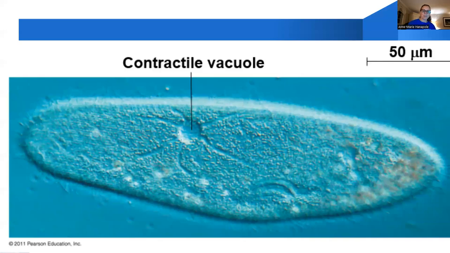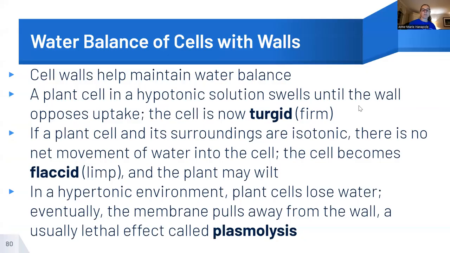Okay, here's just showing you a paramecium. There's a contractile vacuole in the middle pumping out the excess water because it lives in a pure water environment. Again, for plant cells in a hypotonic solution, that is the normal state, and so it's said to be turgid, or firm. So it gives that cell nice strength and structure.